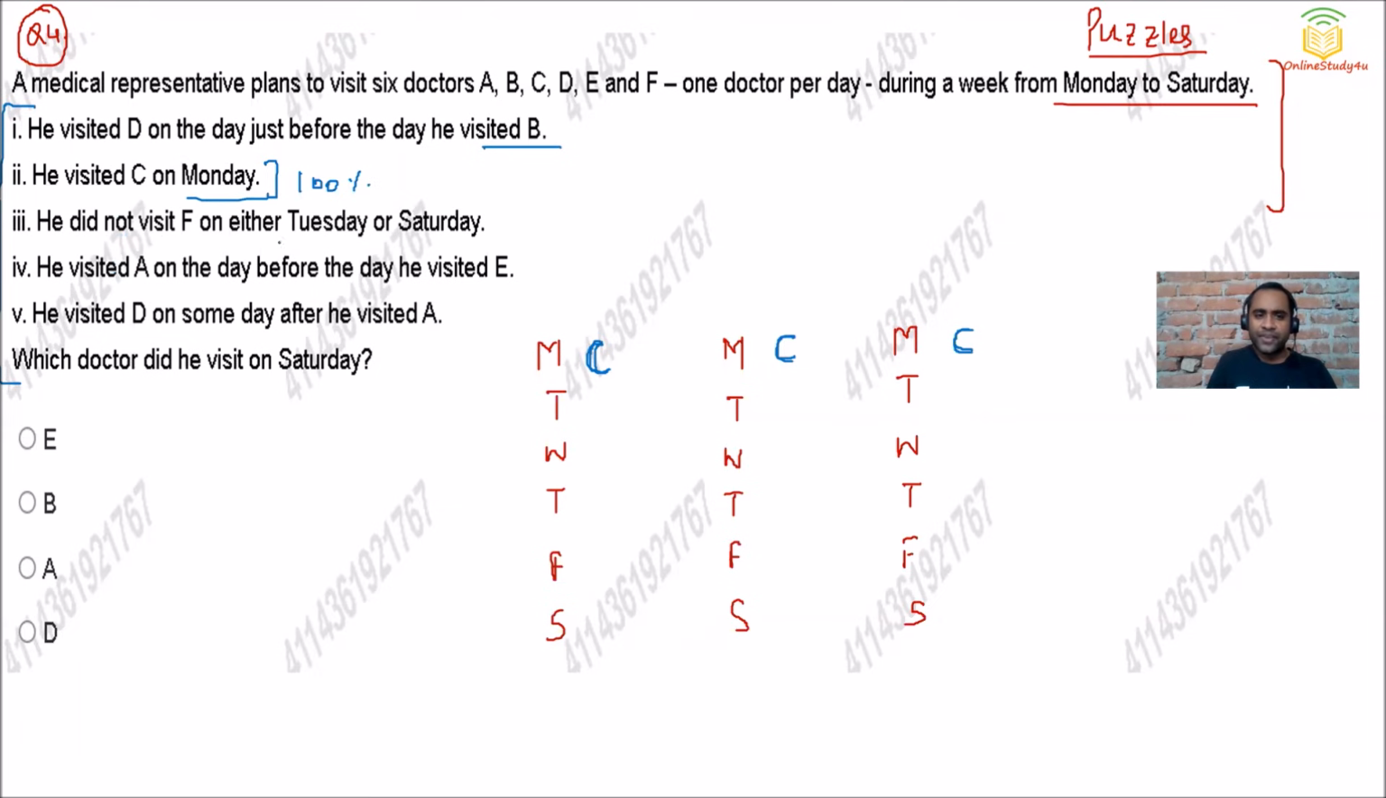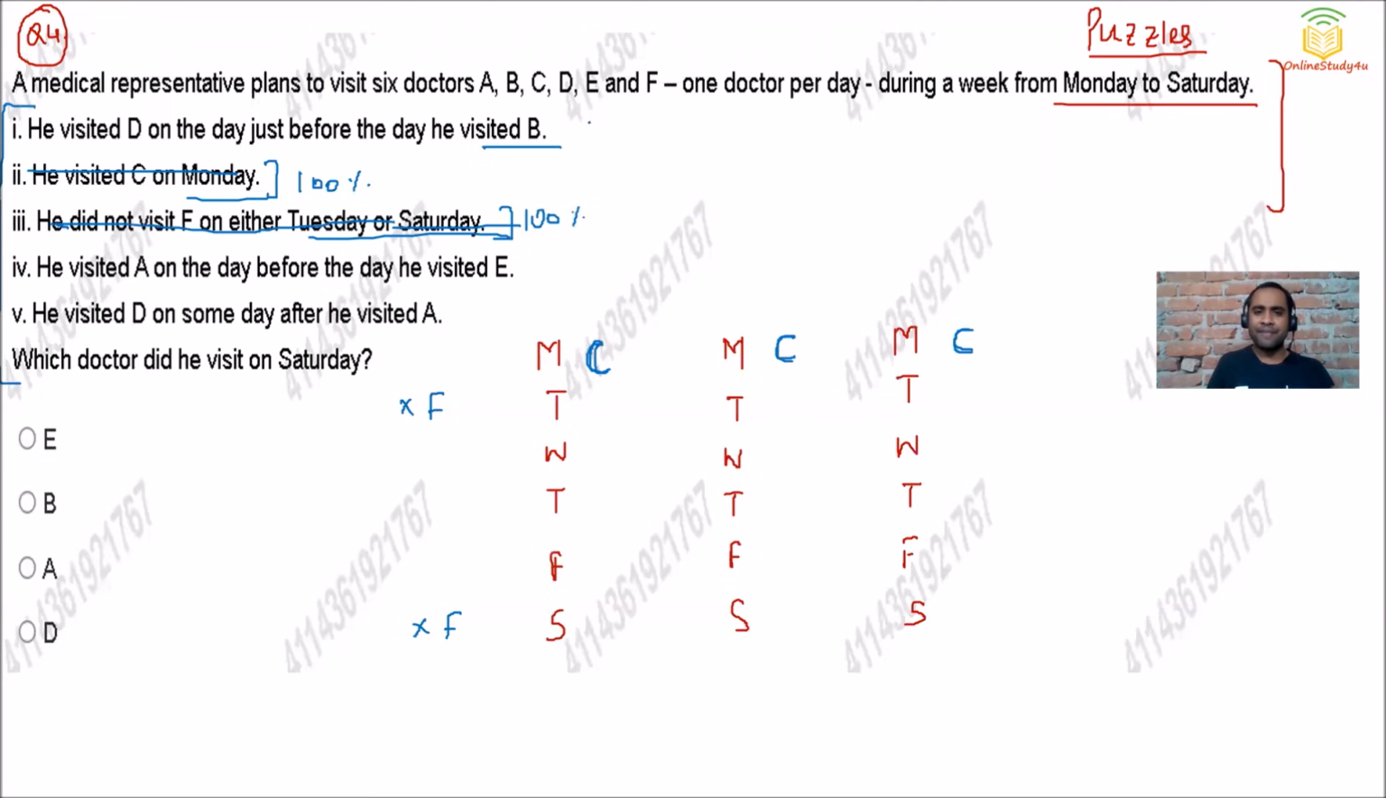Then, he did not visit F on either Tuesday or Saturday. So this is also a 100% clue. So he did not visit F on Tuesday or on Saturday, so these two I will erase. This is not required for us. He visited A on the day before the day he visited E. He visited D on some day after he visited A.